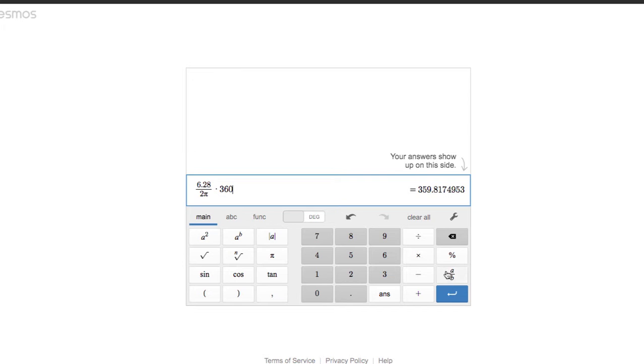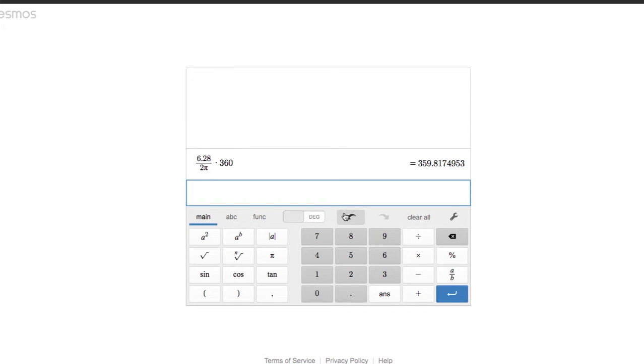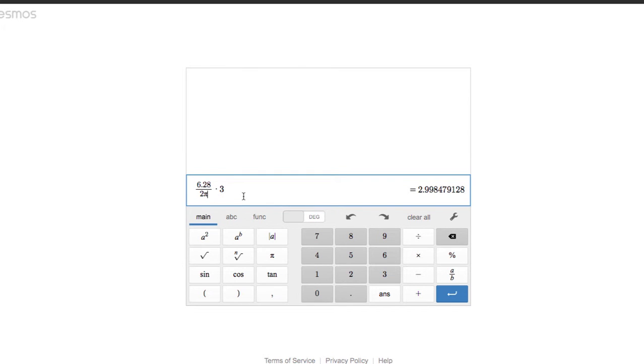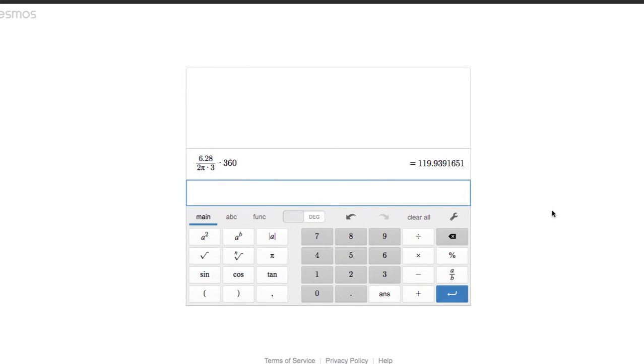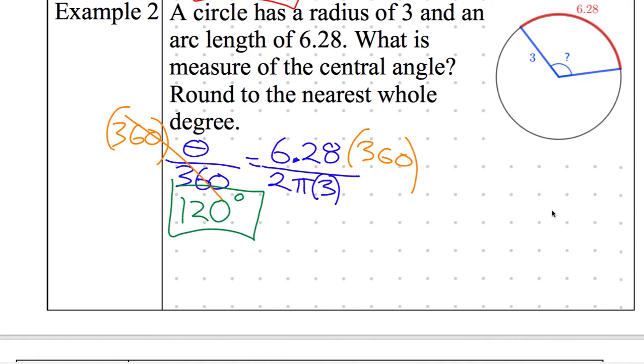I can hit enter, or I can hit. You forgot the 3. Shoot, okay. Come back here, 360, and also times 3. Yes? Are the pictures accurate? Because if that equals 120 degrees, I think we have the opposite. No, I think this picture is accurate.